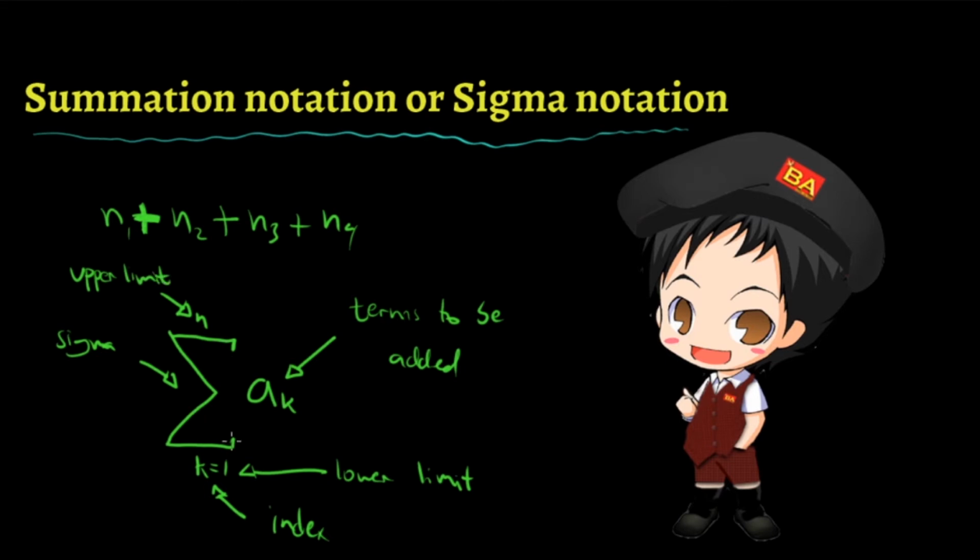Yung mga symbols, letters na ginamit, nagva-vary, depende sa kung anong textbook ang gamit mo. Pero, para mas familiar tayo, at for the sake of communication in this video, gagamitin natin si k as the index. So, paano nga ba tayo mag-a-add using the summation notation or sigma notation?